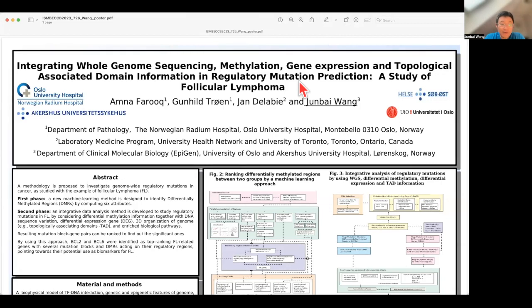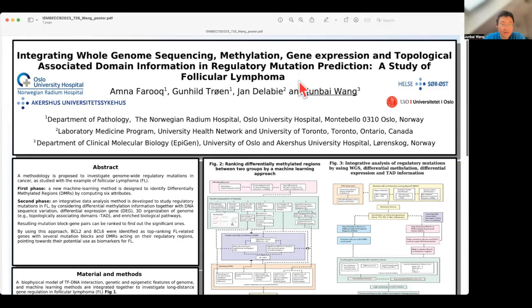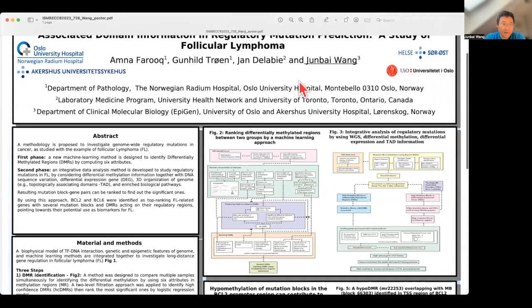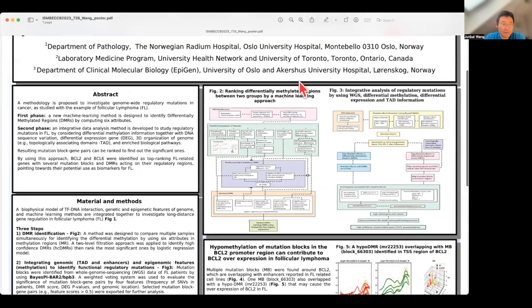Here we introduce a new method to predict regulatory mutations by using whole genome sequencing, DNA methylation, gene expression, and chromosome interaction information. Here we apply the method in cancer, a lymphoma study. The method mainly has two parts.